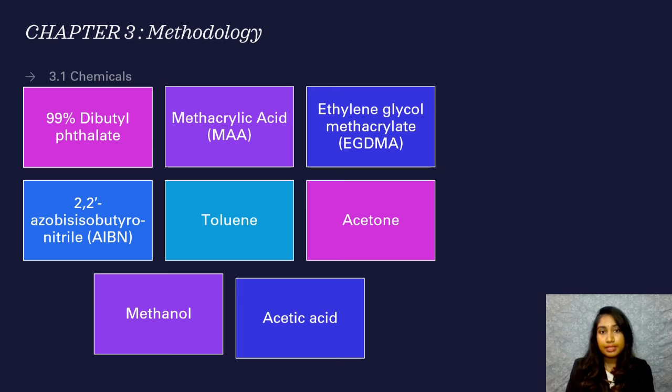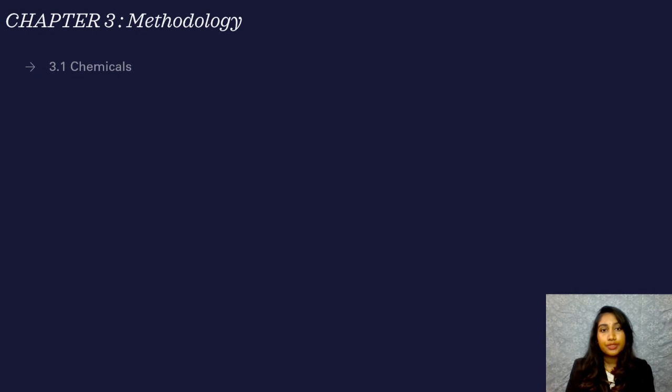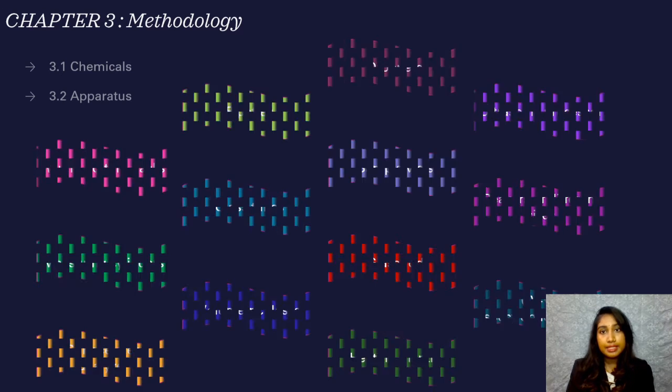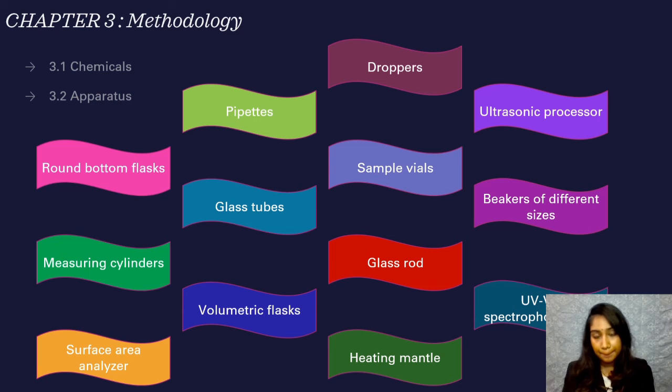Chapter 3 is about methodology. 3.1 is about chemicals I used in the study, which are dibutyl phthalate, methacrylic acid MAA, ethylene glycol dimethacrylate EGDMA, AIBN, toluene, acetone, methanol, and acetic acid. Next would be 3.2, which is apparatus and glassware needed, and these are basically the apparatus and glassware that will be used in this study.